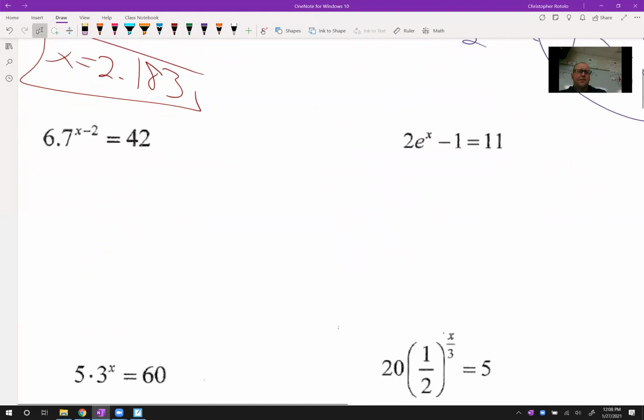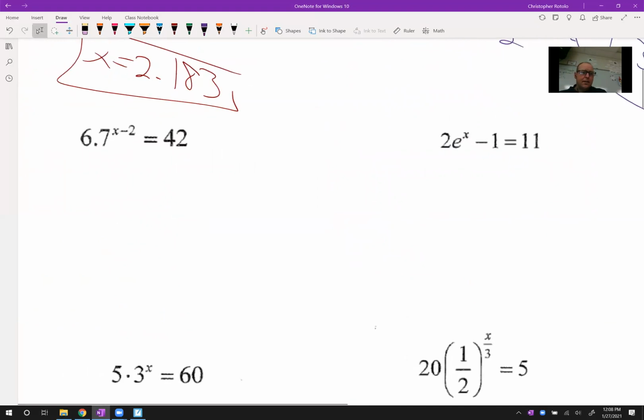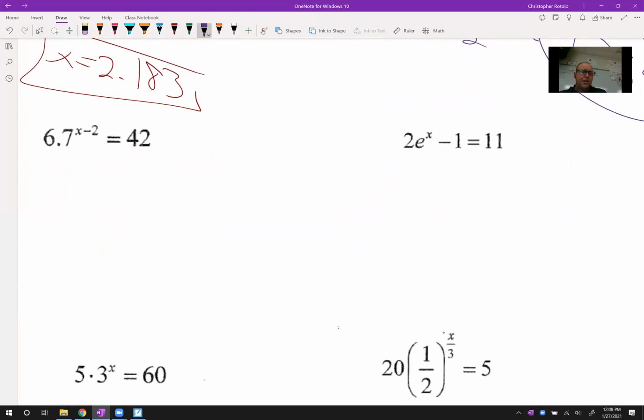So still not too bad. We had the division there. So again, this is 6.7. So it really doesn't matter what it is. We're just going to use the natural log of both sides. And then I'm going to have x minus 2. So what I might show here is natural log of 42 divided by the natural log of 6.7. And then eventually we're going to add 2 to that.